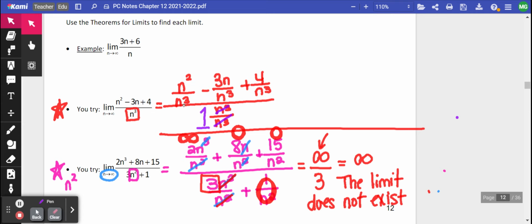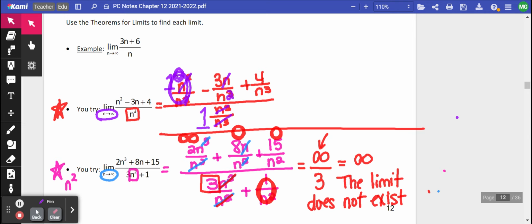N squared over n cubed reduces to 1 over n. N over n cubed becomes 3 over n squared, and there's nothing we can do here. So let's see what we have. We have 1 over n, and n's getting bigger and bigger and bigger. So when that variable is in the denominator, this all approaches 0.